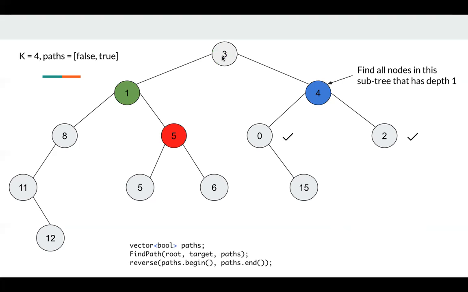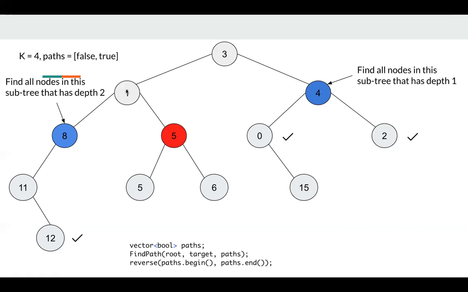Okay, then the root moves to the left. Now path[1] is true, so we know the target is on the right part. For node 8, we know the distance between 8 and 5 is 2. So we need to find all nodes in this subtree that have steps 2, which is 12.